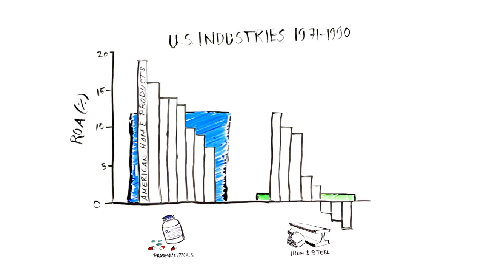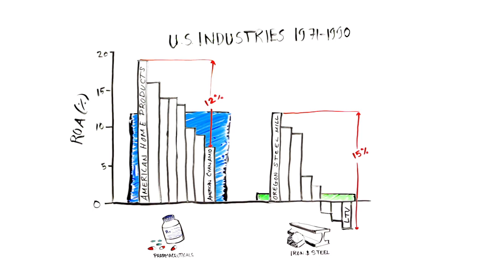American Home Products has an ROA of 19%, while American Cyanamid has an ROA of only 7%, a 12 percentage point spread. At the same time, the average profitability in the iron and steel industry is quite low, but there's also a lot of variation within the industry. Oregon Steel Mills has an ROA of 12%, while LTV has an ROA of -3%, a 15 percentage point spread. There seems to be a similar spread in both the highest and lowest performing industries.